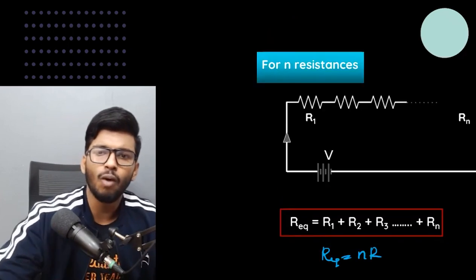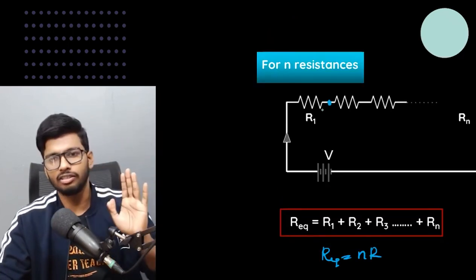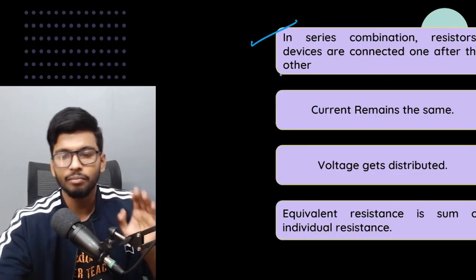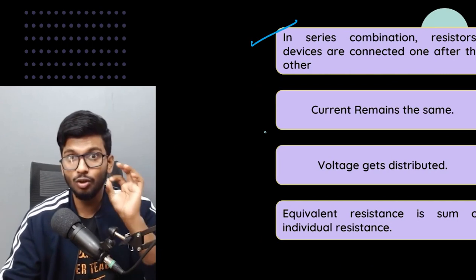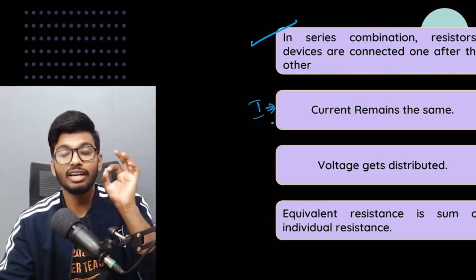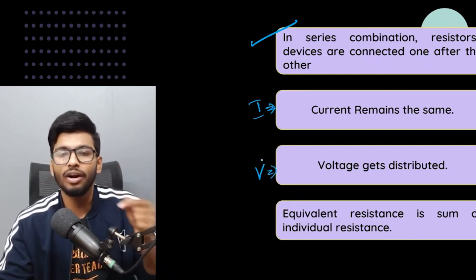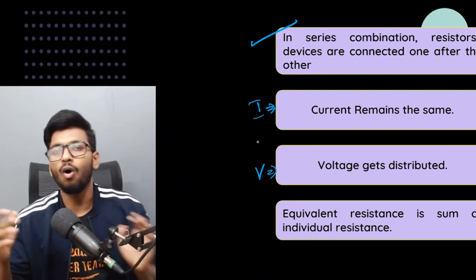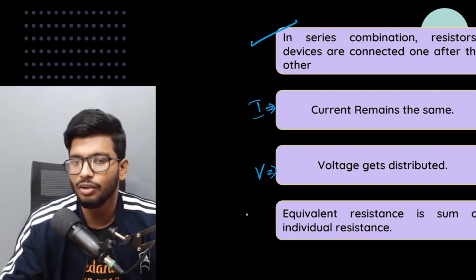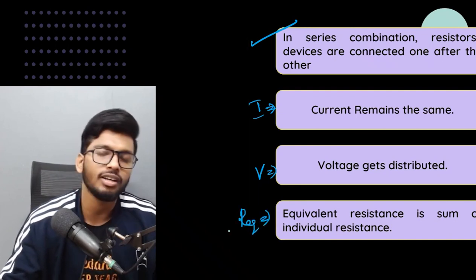So you see this, one end of one resistor is connected to the other end of the other resistor. This is what is series connection. Now in series connection, please do not ever forget this, very, very important. Current always remains the same, but voltage in series connection would get distributed or divided. And finally, the equivalent resistance that you get is nothing but the sum of individual resistances.